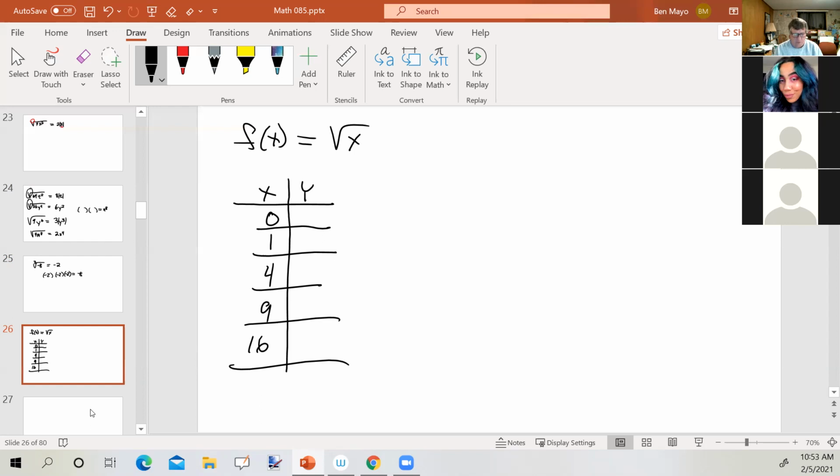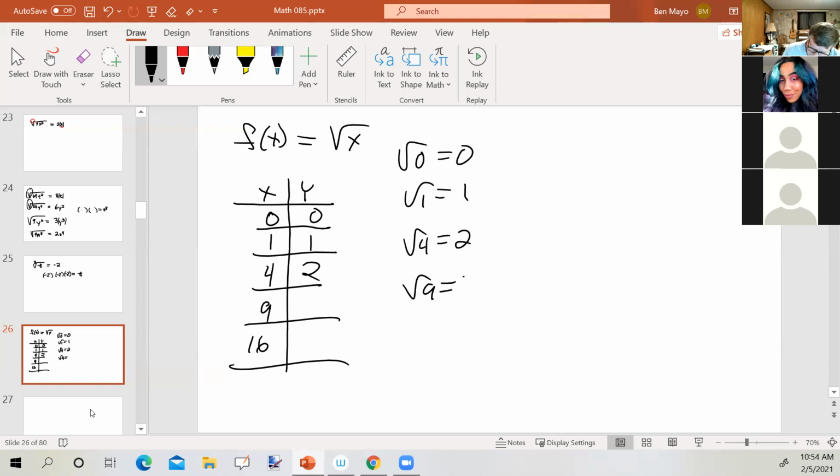Well, that's true. But I could have gone 1, 2, 3, 4, 5, 6, 7, 8 and still had even and odd. Let me ask you this. What's the square root of 0? 0. What's the square root of 1? 1. What's the square root of 4? 2. What's the square root of 9? 3. What's the square root of 16? 4. Let's go back in here. What's the square root of 2? Exactly. It's not so nice.